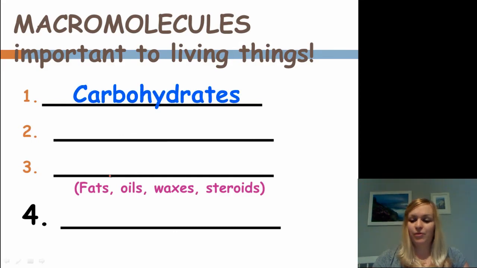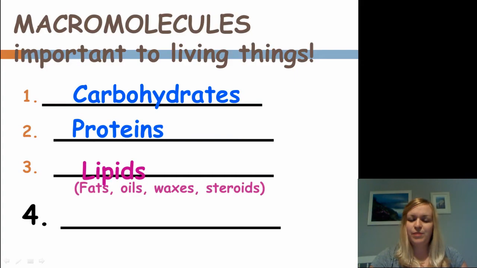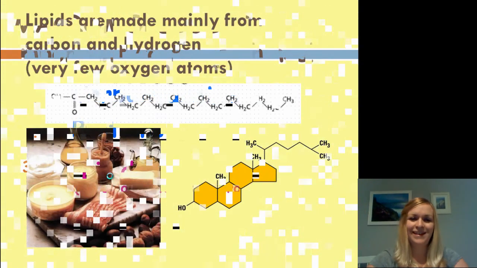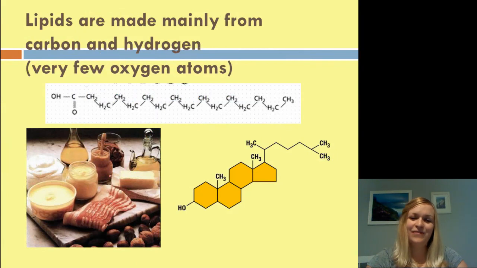Okay, we've talked about carbohydrates, we've talked about proteins. Let's talk about everybody's favorite, lipids. Yum, yum. A lot of lipids are things that we really enjoy eating. They're not necessarily good for us. Some of them are. But things like bacon and butter are not really good for us, but darn, they're so good.